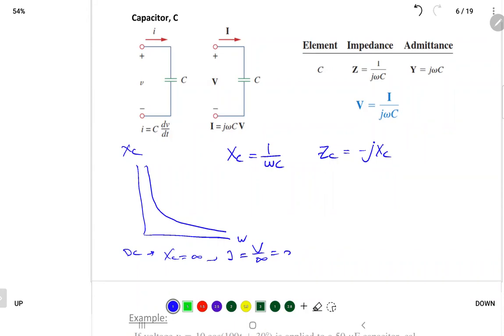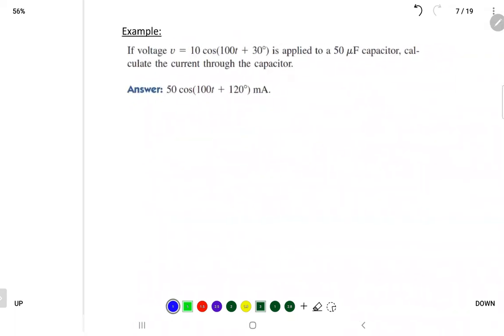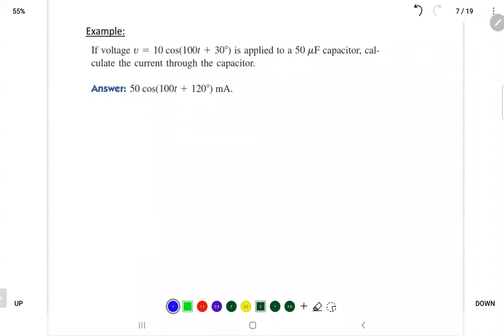Okay. So now to find the current, you use the same rule, Ohm's law, the relationship V equals Z times I. That's another example. We'll go ahead and start solving the problem using phasors. The voltage across the capacitor is 10 at an angle of 30, the unit is volts. And omega is 100 radians per second. The capacitor is equal to 50 microfarad.